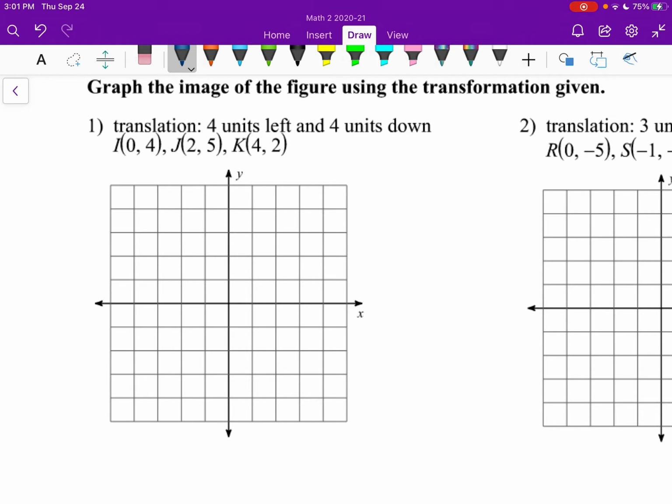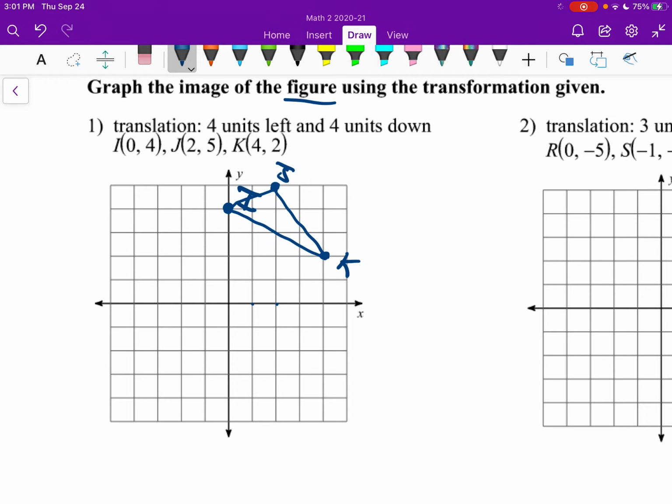So for starters, the translation is 4 units left and 4 units down, and we're going to take those 3 points. They're calling this a figure, so we're going to graph these 3 points, and I'm going to label them. First I'll go to 0, 4, 1, 2, 3, 4. This is going to be I. Then J is over 2 and up 5. Here's J. And then K is over 4 and up 2. So there's that, and here's our shape. Okay?